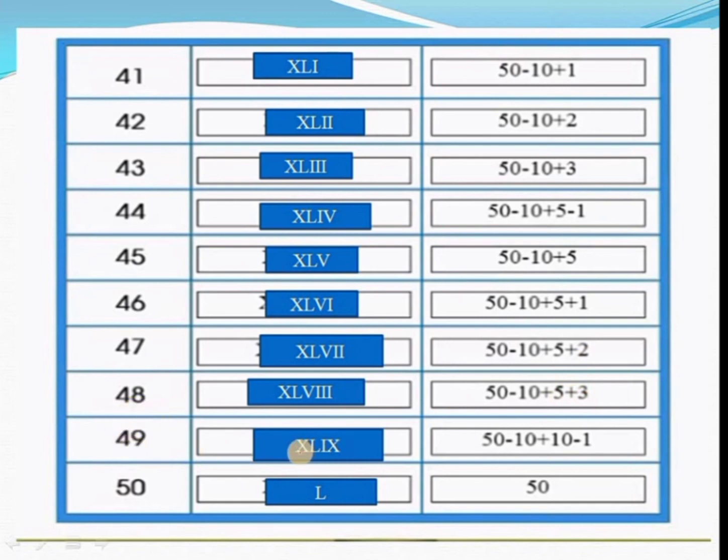Next, 49: XLIX. So here the smaller number comes before the bigger number. So 50 minus 10 as it is, plus 10 minus 1. So we'll get 49. 50 is L.